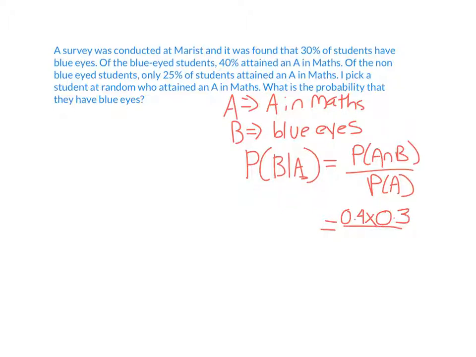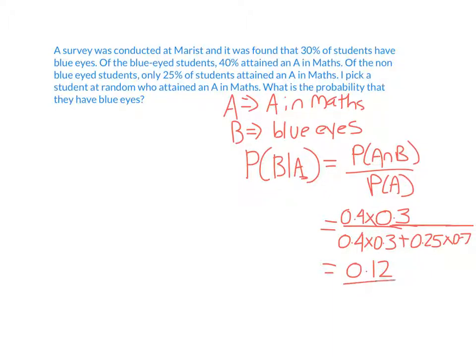And then on the bottom, the probability that a student attained an A in maths. Well, that's not obvious what it is. We found that 40% of the 30% with blue eyes attained an A in maths, but we also need to include the 25% of the 70% non-blue-eyed students. So the numerator is just 0.12. That makes sense. That's 12% of the population have blue eyes and attained an A in maths, because it's 40% of 30%, which is 12%.